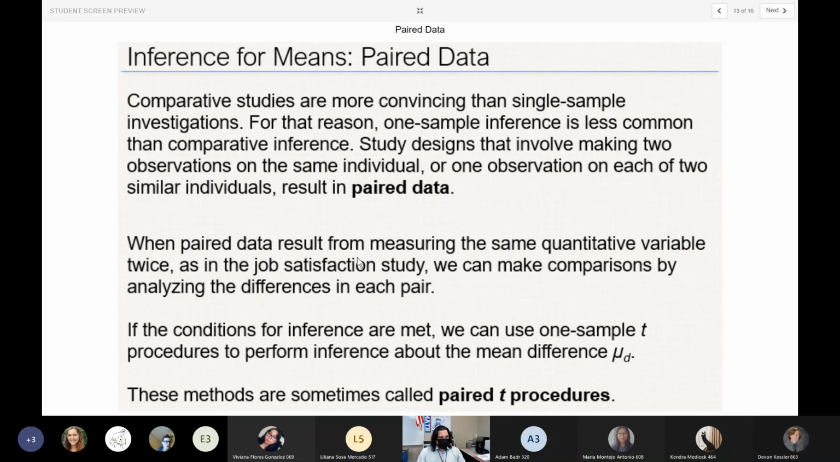When paired data result from measuring the same quantitative variable twice, as in the job satisfaction study, we can make comparisons by analyzing the differences in each pair. If the conditions for inference are met, we can use one sample t procedures to perform inference about the mean difference, mu sub d. These methods are sometimes called paired t procedures. And so when we have paired data, we find out their difference, and then we essentially treat the difference as our sample set of data.